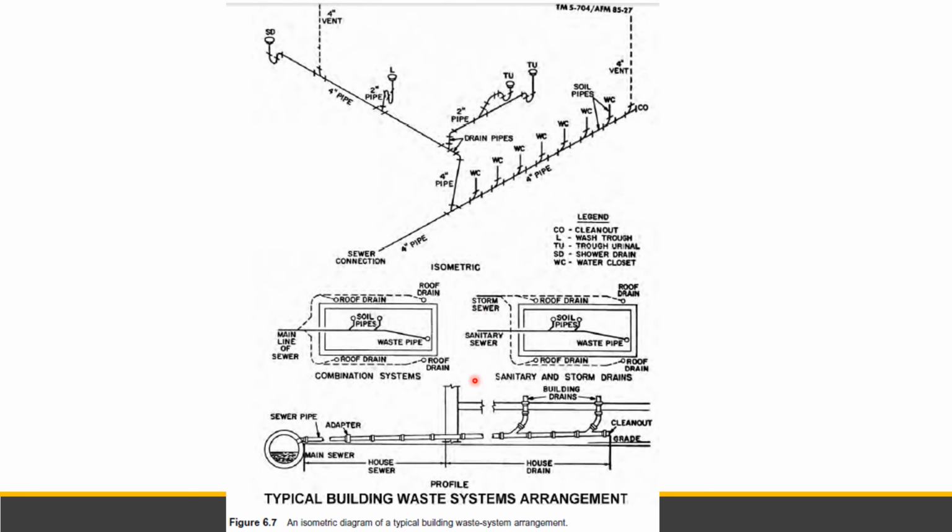So this is an example of a typical building waste system arrangement. For example, in the CR, this is the water closet. In the symbols from the previous module, these are the pipe symbols. This is the septic tank, and then it goes to the main sewer. So these are the building drains, then they go to the sewer.